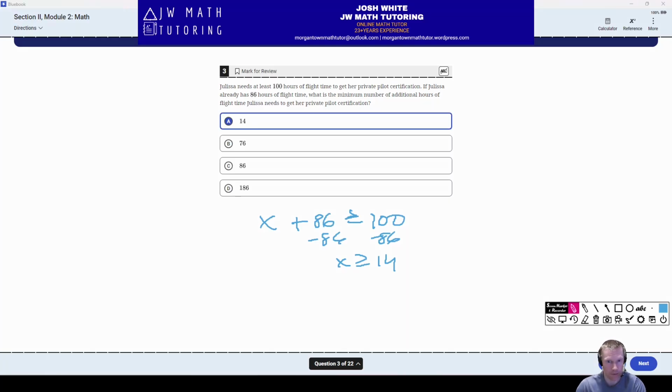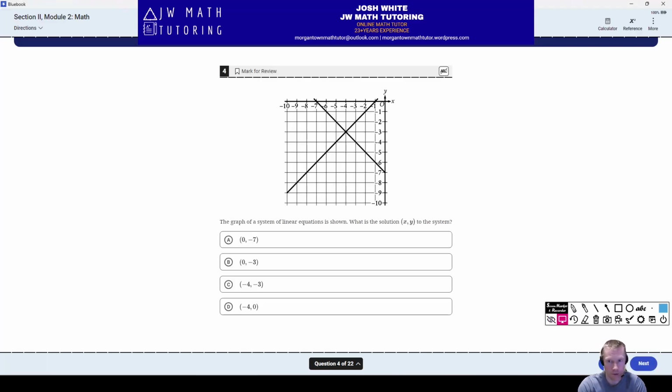Or, of course, you could think about it like this: we need to get to at least 100. She already has 86. 100 minus 86, she just needs 14 more. So however you want to think about it, the correct answer is letter A. Next up, number 4. Here you have a graph of a system of linear equations. What is the solution? Well, it's this point right here, -4, -3. The correct answer is letter C.